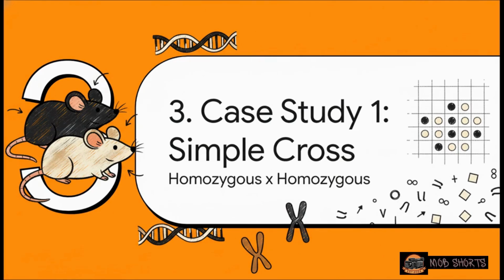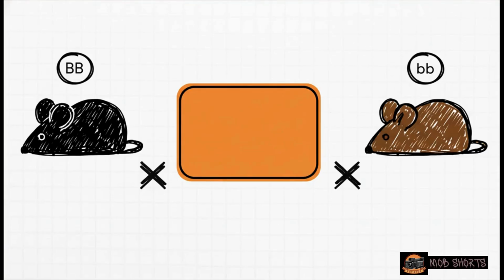We're going to start with a really simple cross, a classic example using fur color in mice. Okay, step 1 of our recipe, the P1 generation, the parents. First, we state the phenotype. What do they look like? Well, we have a black fur mouse and a brown fur mouse. Then the genotype. The question says they're purebred, which is our clue word for homozygous. So the black mouse is big B, big B, and the brown one is little b, little b.